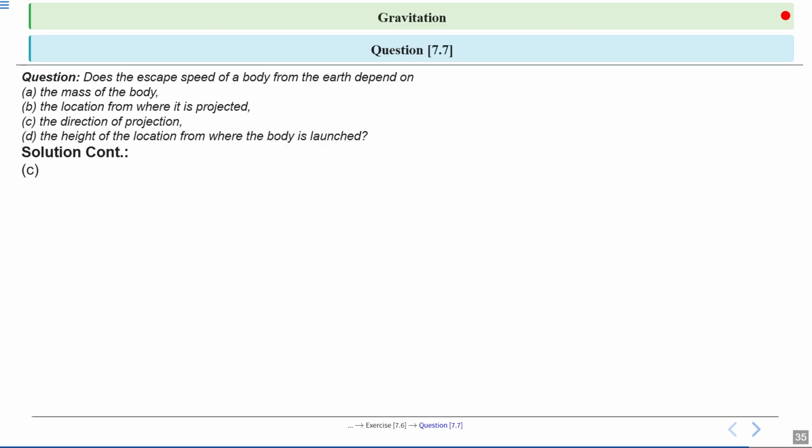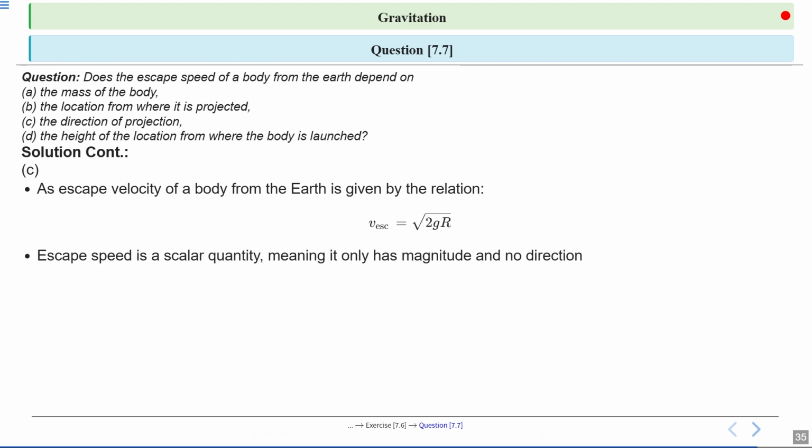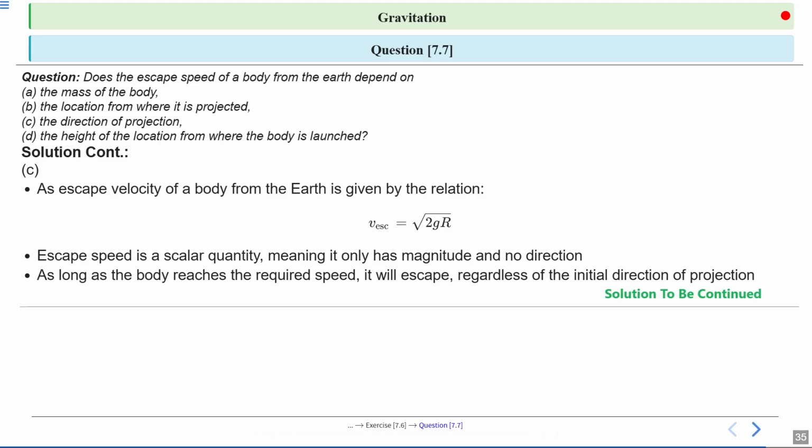C part. As the escape velocity of a body from the Earth is given by the relation V escape is equal to √(2gR), the escape speed is a scalar quantity, meaning it has only magnitude and no direction. As long as the body reaches the required speed, it will escape regardless of the initial direction of projection.